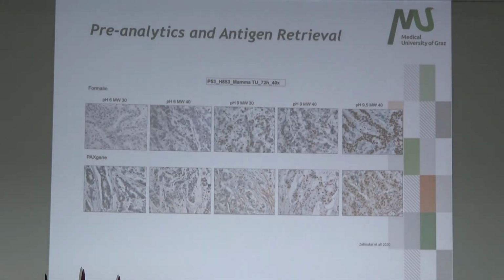This is a publication from our university. What we have done is we took formalin and Paxgene. These are fixatives. If you are not a pathologist, don't be offended. That is okay. And then we put it at different pH values, formalin or Paxgene, pH 6, 30 minutes, which is the first picture. pH 6, 40 minutes, pH 9, 30 minutes, pH 9, 40 minutes, and pH 9.5, 40 minutes. It's the same patient, the same piece, just cut into small aliquots.